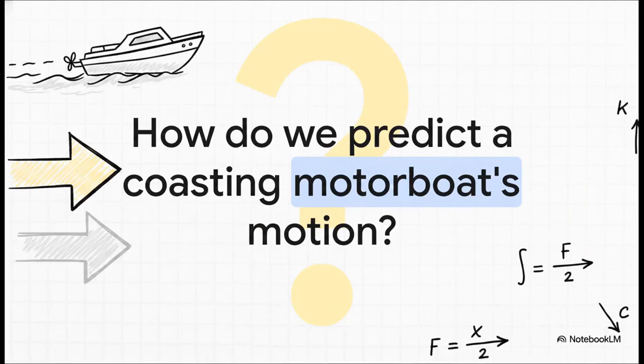Okay, so let's picture the scene. You're out on a lake, the motorboat is cruising along, everything's fine. And then, suddenly, the engine just dies. The boat starts to slow down, right? But how exactly? How can we predict its motion? To do that, we have to figure out the key force that's acting on it now that the engine's off.